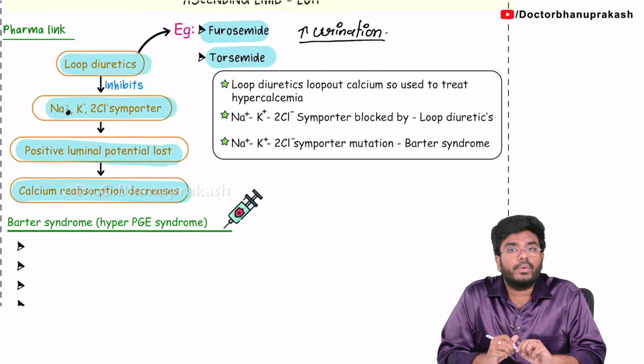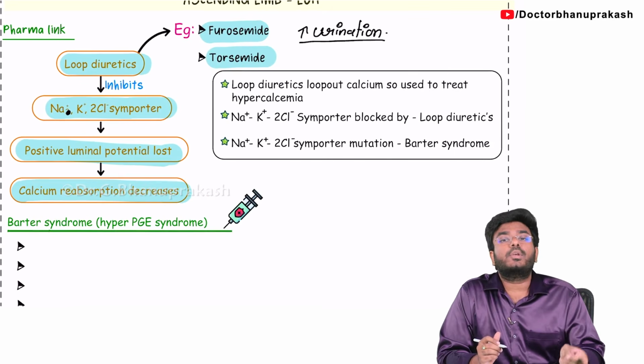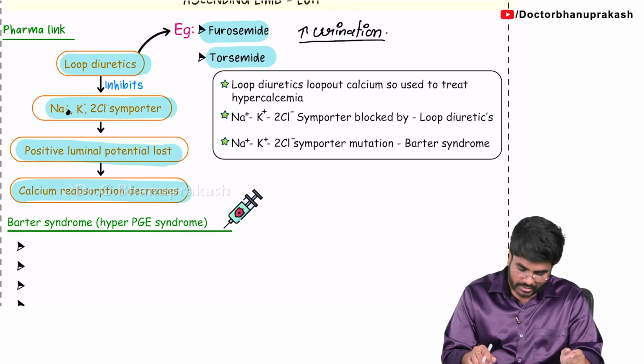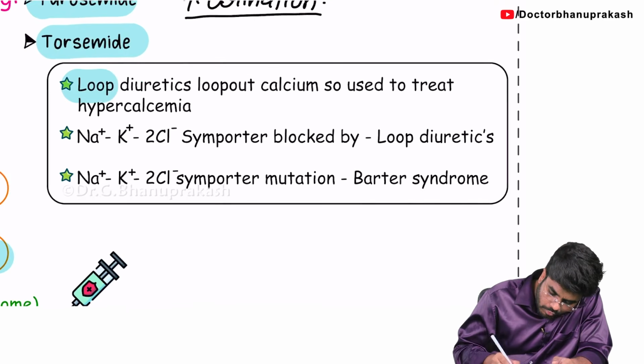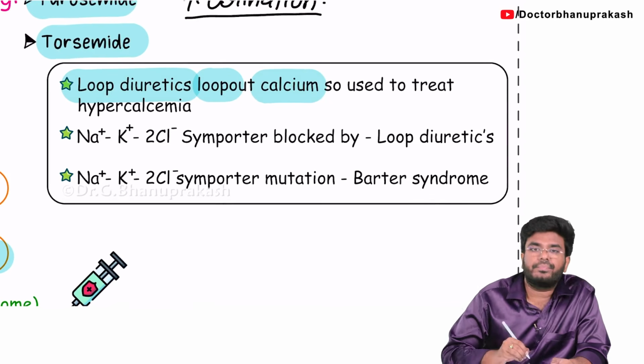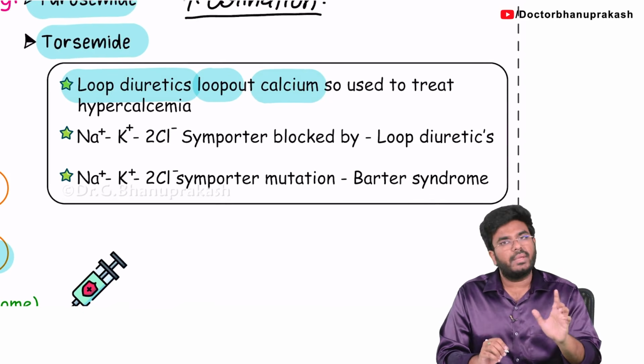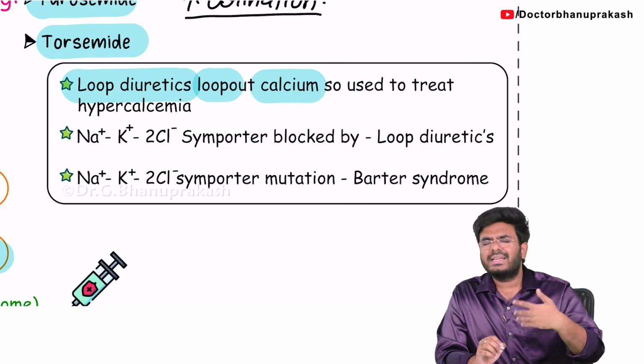The side effect of the loop diuretic: when you use loop diuretics, the potassium secretion is gone, so the positive charge in the TAL will be gone. So calcium loss, magnesium loss. Highlight here, loop diuretics loop out the calcium. It means loop diuretics cause calcium loss out of the body, magnesium loss out of the body, but mainly calcium loss. So loop diuretics cause calcium loss.